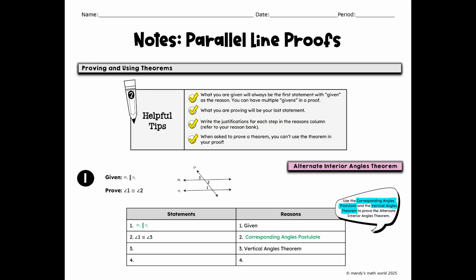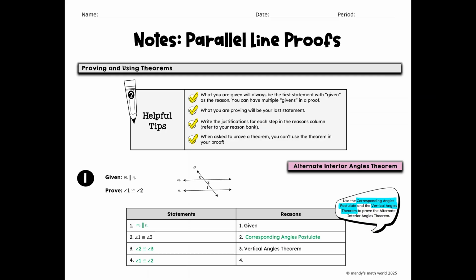Then number 3, the reason is the vertical angles theorem. Okay, well, that theorem tells us that vertical angles are congruent. The only vertical angles I'm given in this figure is angle 3 and angle 2. So my statement can be angle 2 is congruent to angle 3. And then because this proof is written the way that it is, with boxes and numbers, statement number 4 is going to be your last statement. And that's going to be what you're asked to prove, which is angle 1 is congruent to angle 2.